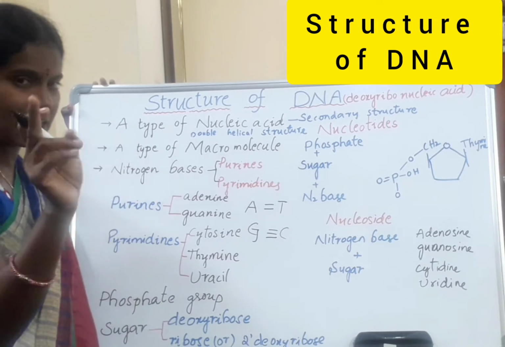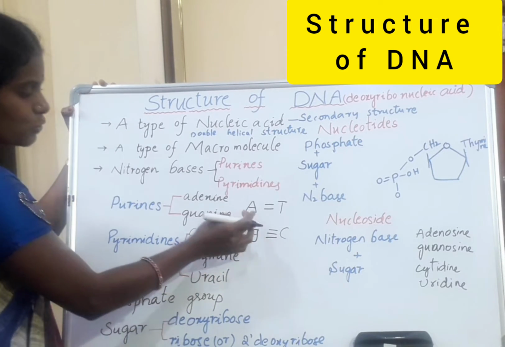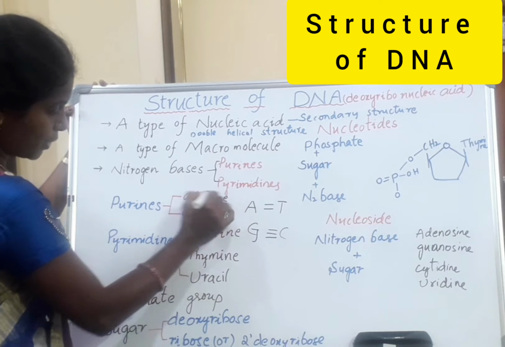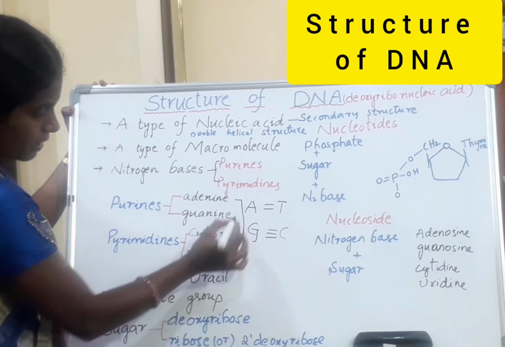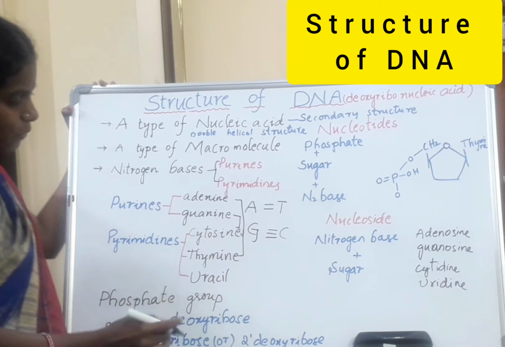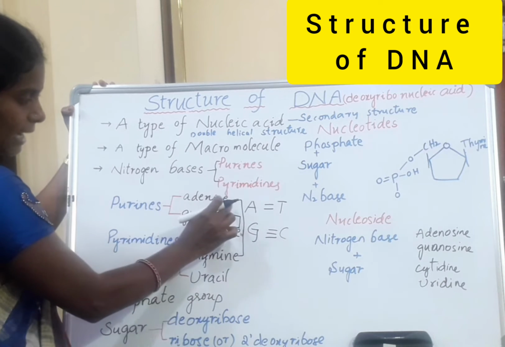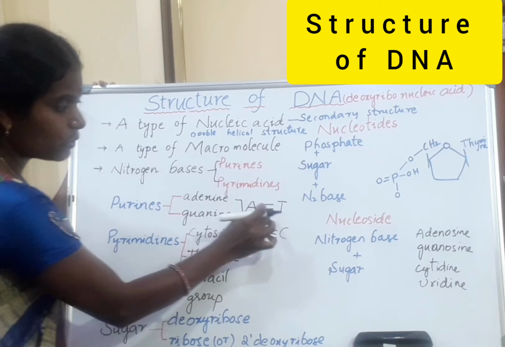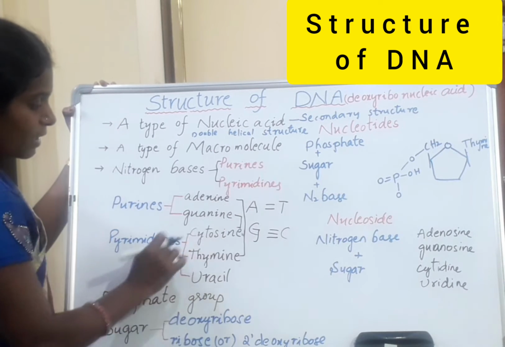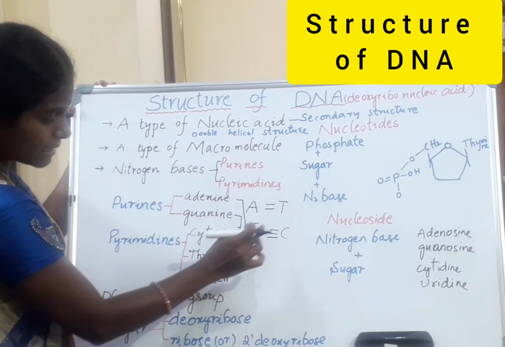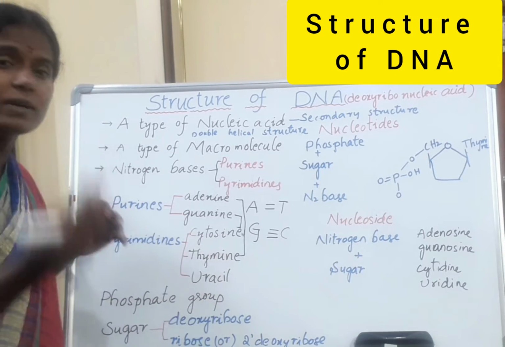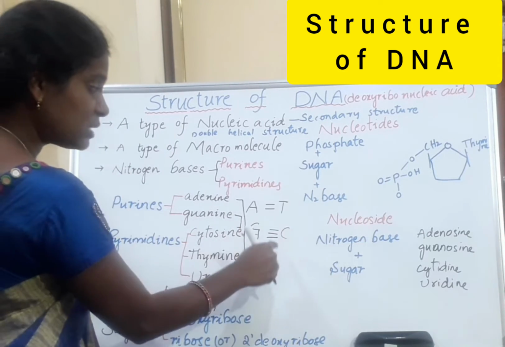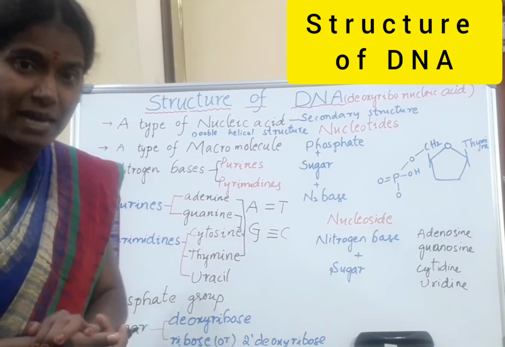Okay students, let me explain once more. Adenine should always bind with what? One purine binds with one pyrimidine. One more purine should bind with one more pyrimidine. Adenine binds with thymine with two hydrogen bonds. Guanine binds with cytosine with three hydrogen bonds. Why should we learn this? When writing the DNA structure, to write the base pairs.